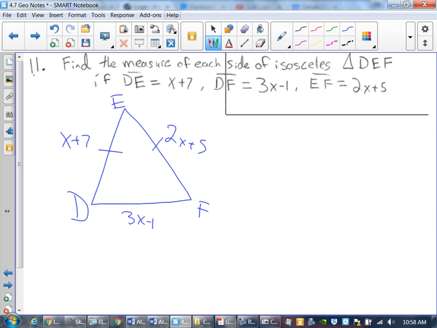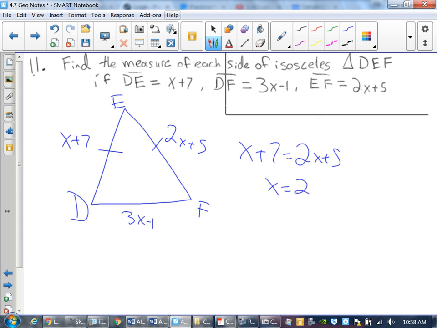Yeah, the ones with the tick marks. That's the whole idea of drawing it out. The x plus 7 and 2x plus 5. That's why we draw pictures. This is a very, very fast algebra problem. Moving them around, you get x is 2. Good.